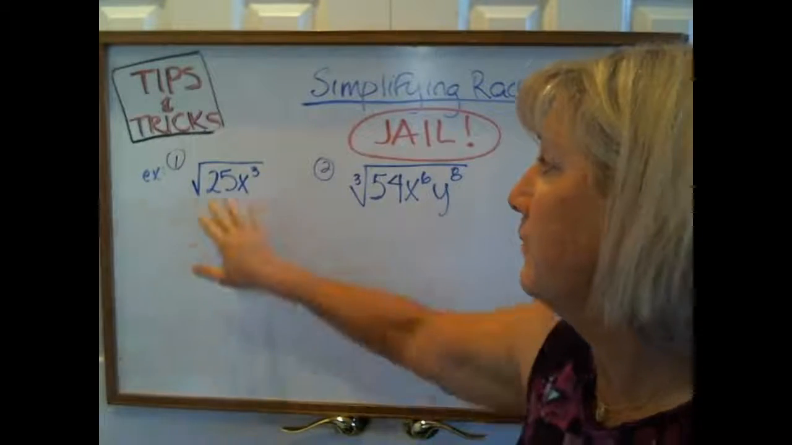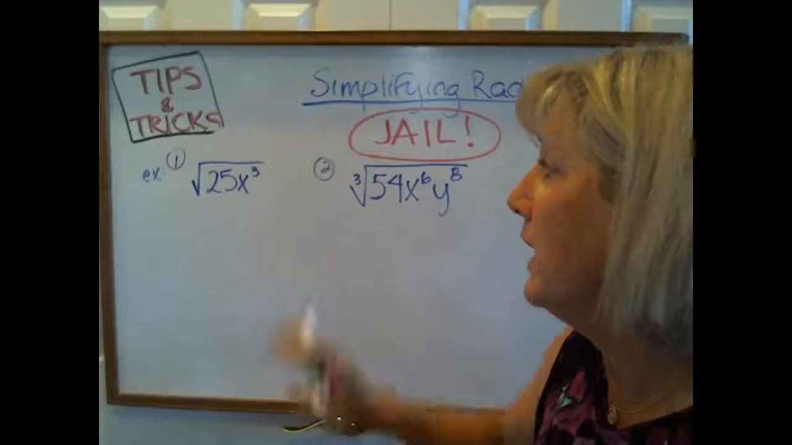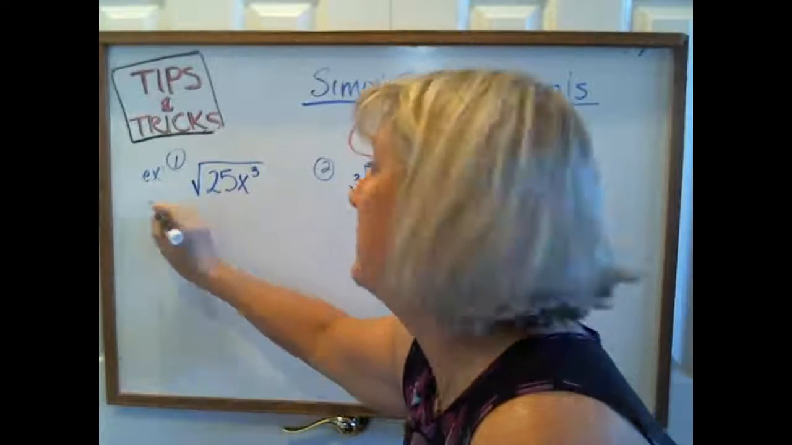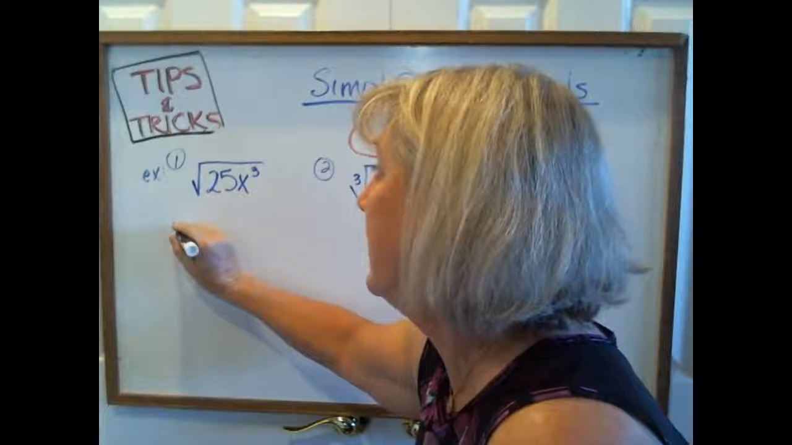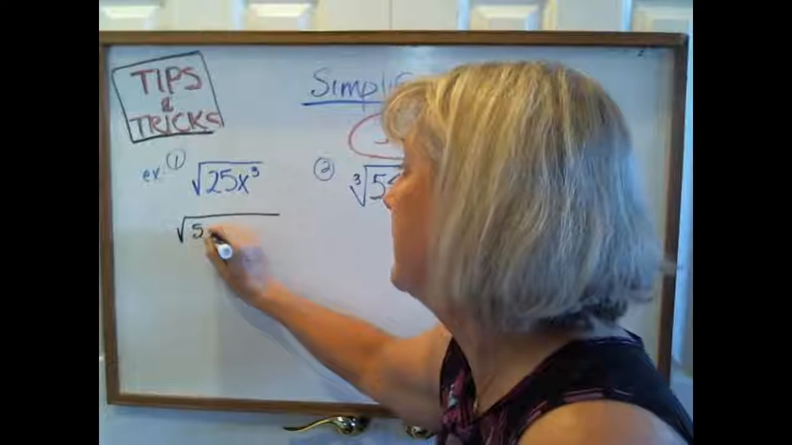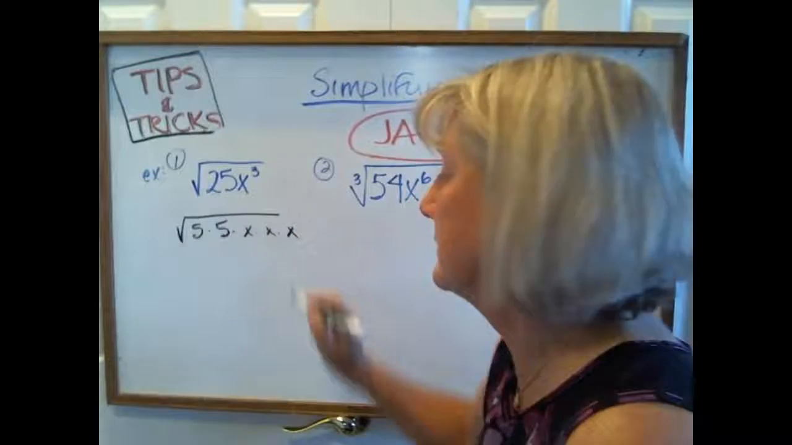So for instance, we have this one, the square root of 25x to the third. And what I'd like to do is factor everything. So I'm going to put it into prime factors. So 25 is going to be 5 times 5. So I can rewrite this as 5 times 5 times x times x times x.